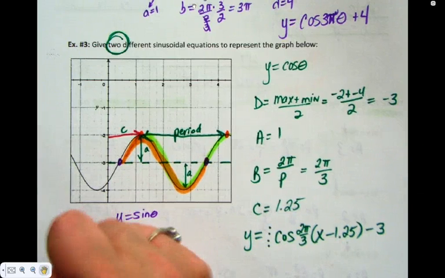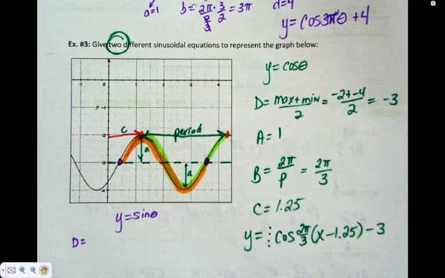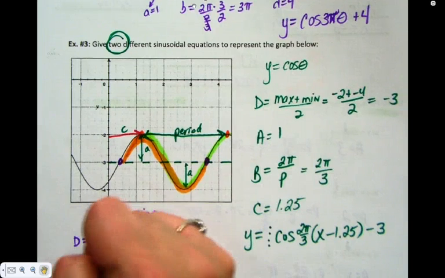D goes first because he's the center line. He's the max to the min divided by 2. What's the max? What's the min?